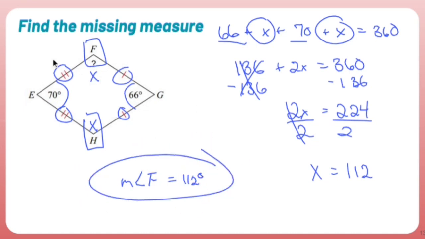All right, so again, we have ourselves a kite. These two guys, the non-vertex angles, are going to be congruent. And so we just set it up equal to 360 and got it. Done.